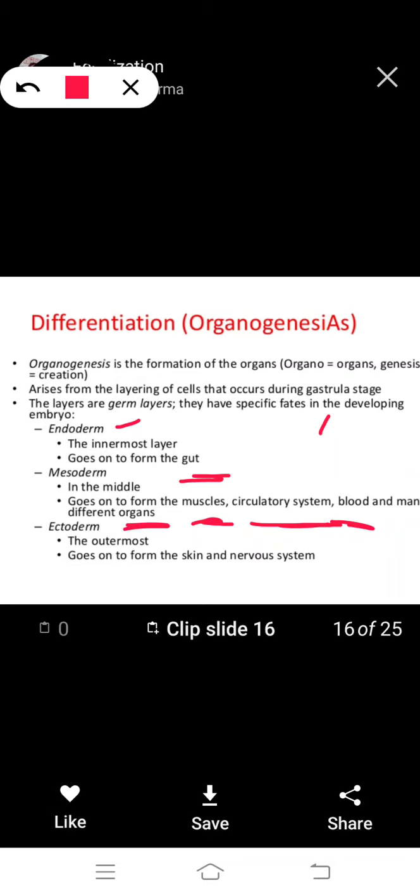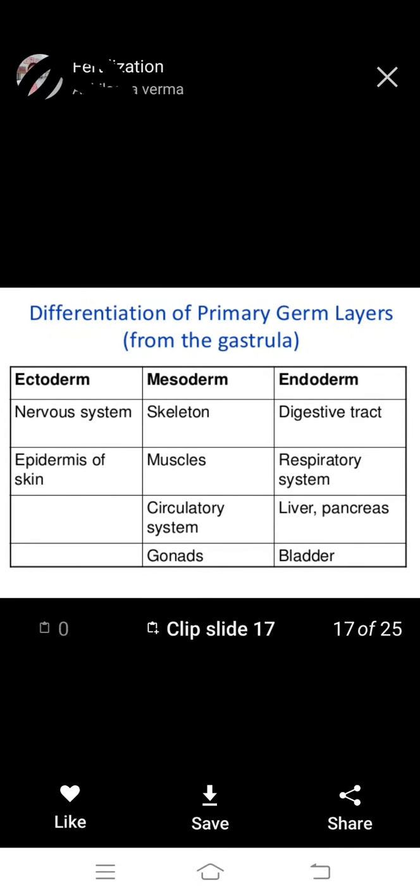And next is the ectoderm. Ectoderm is the outermost layer and goes on to form the skin. Ecto means outer, and it forms the skin and the nervous system, which is a very important question. Skin and nervous system come from ectoderm. Mesoderm forms the circulatory system, muscular system, blood and different organs. Endoderm forms the gut. This is very important.